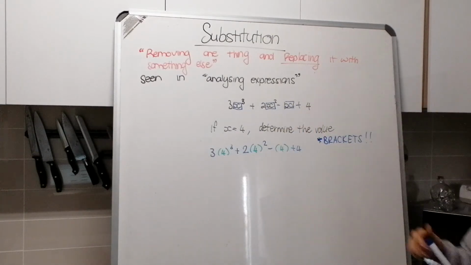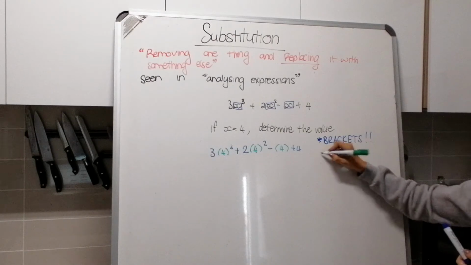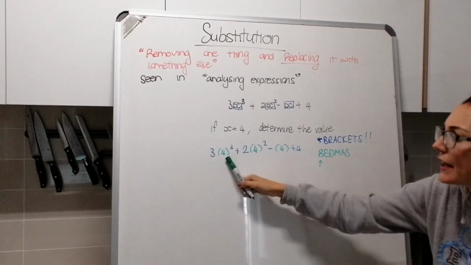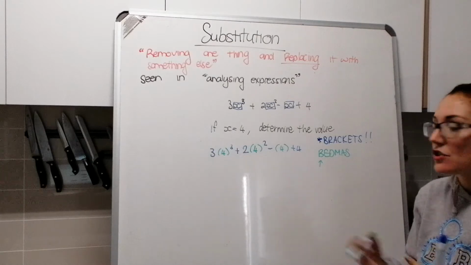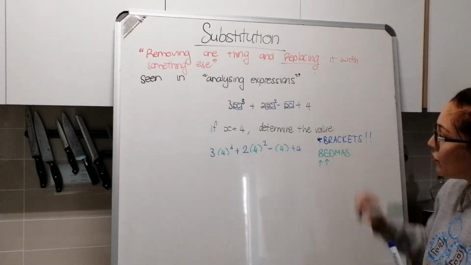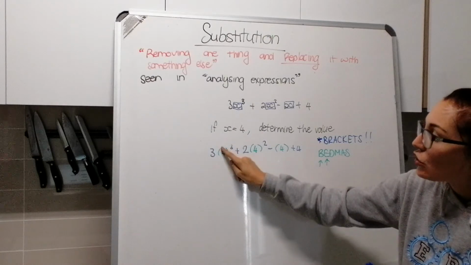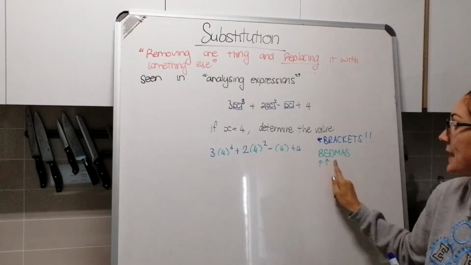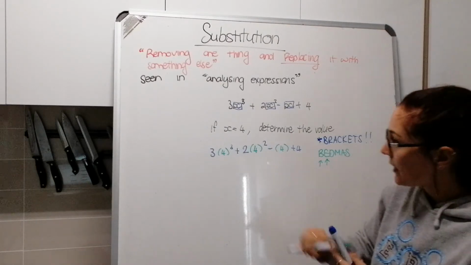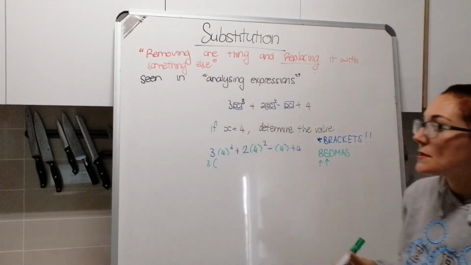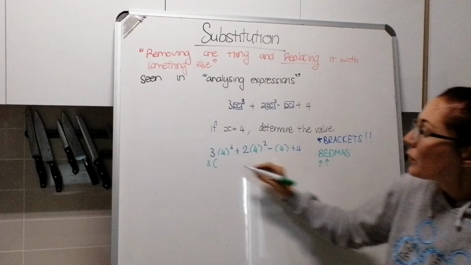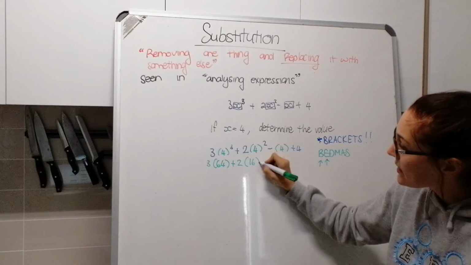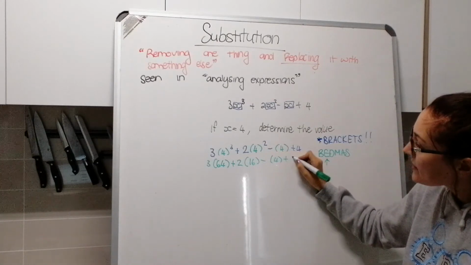And then when we're done with that, we work this out, remembering BODMAS. First we calculate anything inside the brackets. If I look inside my brackets, I only have single numbers, so there's nothing to do inside the brackets. Then I do my exponents. So I first cube the 4 before I times it by 3, and I first square this 4 before I times it by 2. So this becomes 3 times 4 cubed, which means 4 times 4 times 4, which you should know is 64, plus 2 times 4 squared, which is 16, minus 4 plus 4.